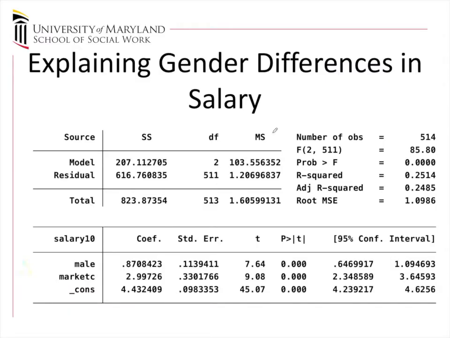So let's move to regression. Now, one of the other benefits of regression is we can begin to add other variables. We know that gender is related to salary, but are there other things? So one hypothesis might be that men and women choose different professions.